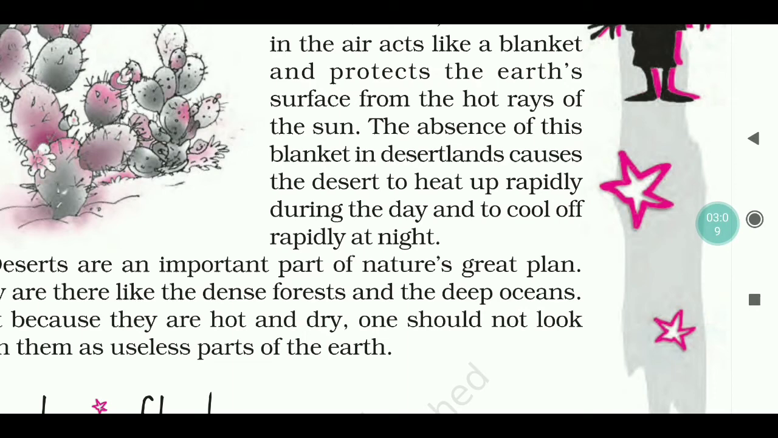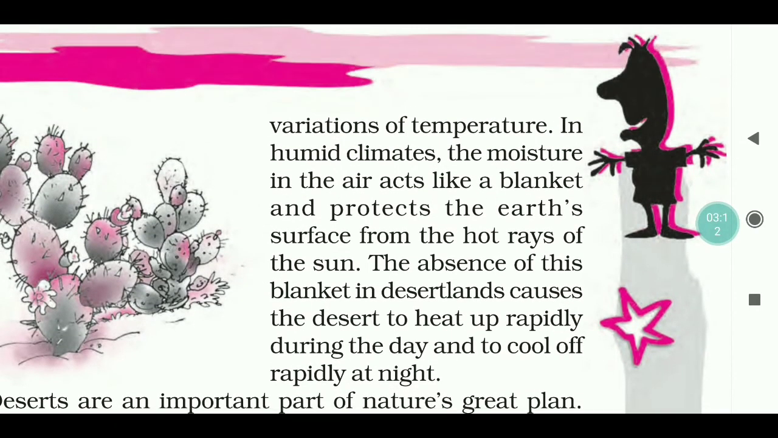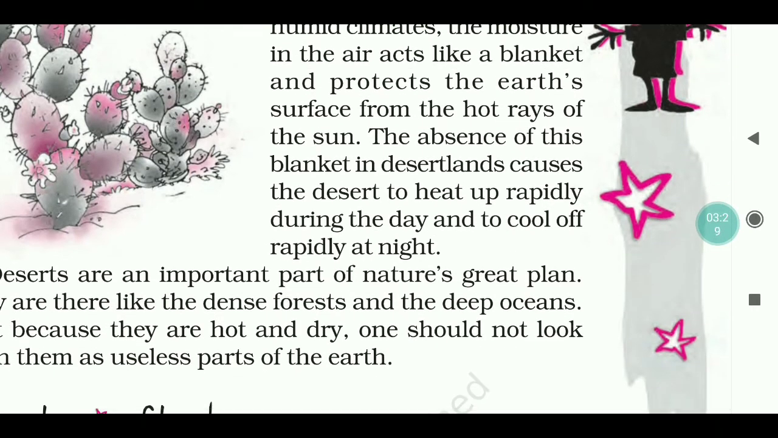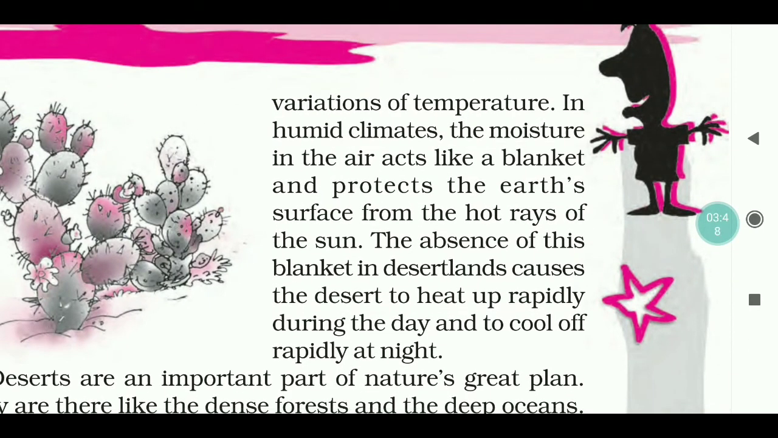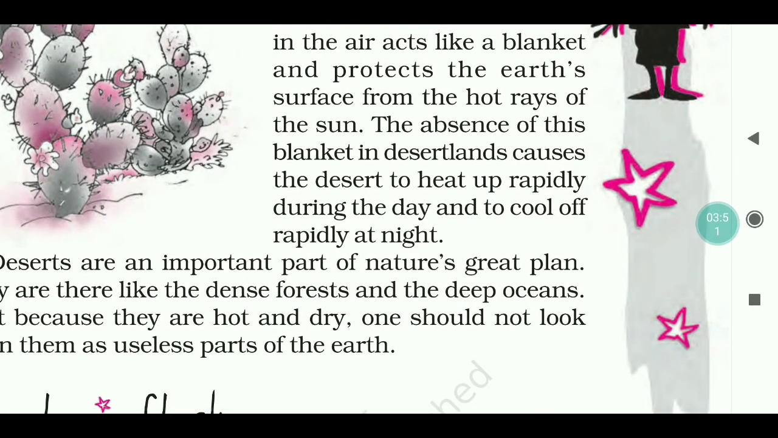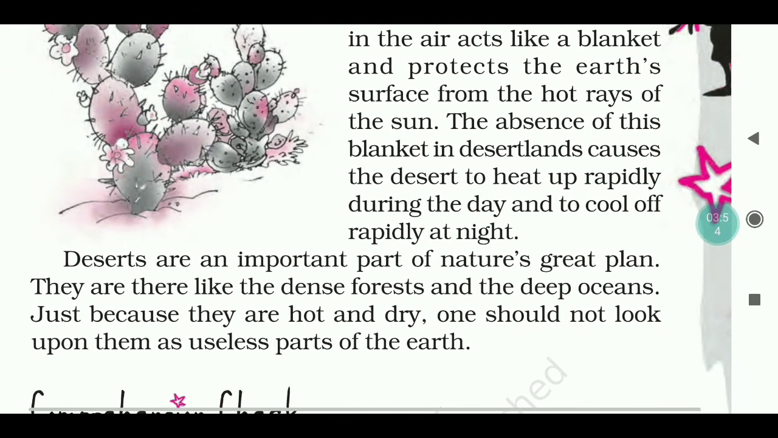But this sort of blanket, that means the humid climate, the moisture which acts just like a blanket in the normal regions, is not present in the desert areas. So really there is an absence of this blanket. That is why in the daytime it receives a very high intensity of heat, and therefore the environment becomes too hot. And similarly at night also, as there is no blanket of humid climate, the whole surrounding becomes too cold.